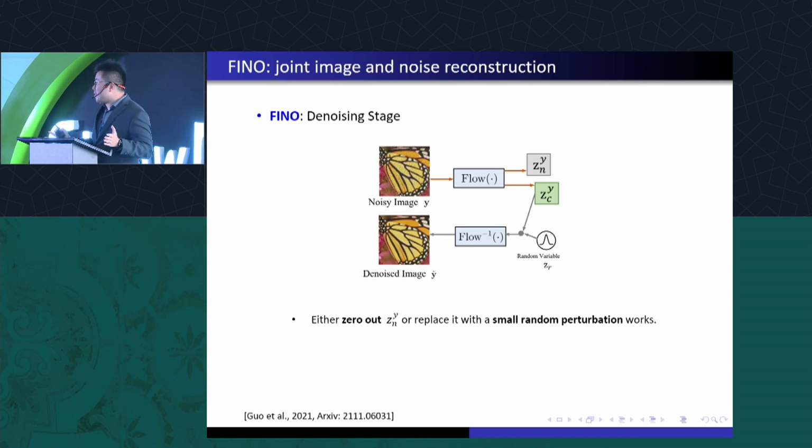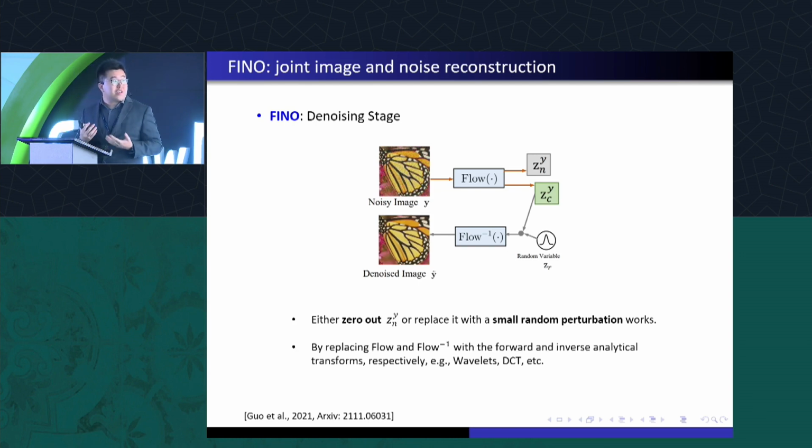But in the testing stage, the denoising step will be super easy, right? Once you have this trained encoder, you just need to encode the noisy image using your encoder, and then you zero or maybe randomly replace the noise factors with a small perturbation, right? And after that, you use exactly the inverse flow to reconstruct the images.